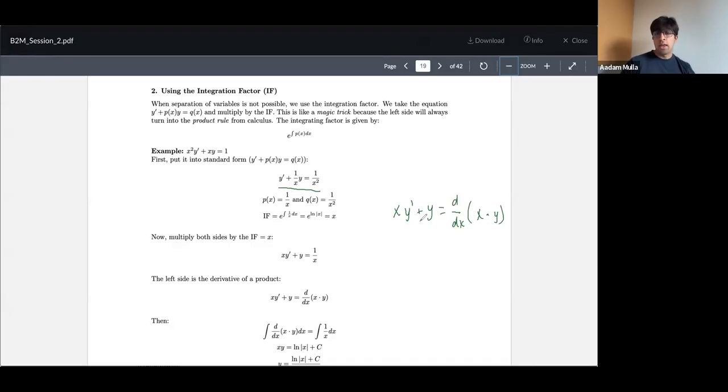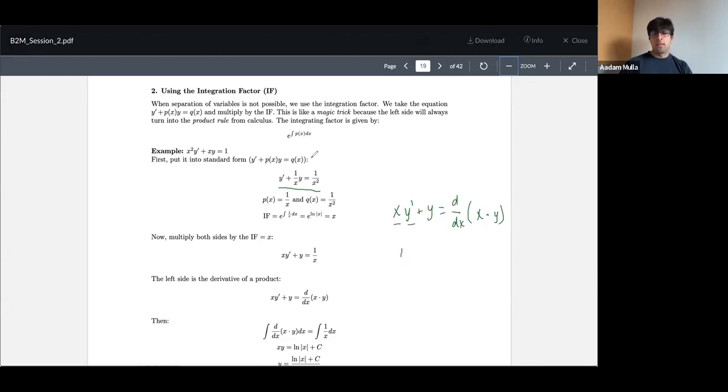Actually, right? If you do the product rule, you just have to reverse engineer a little bit and think, okay, I always think of the product rule as derivative of the first times the second plus the first times the derivative of the second. So this is like first times the derivative of the second. So the first would be x and the second would be y. And so that's your expression, right?